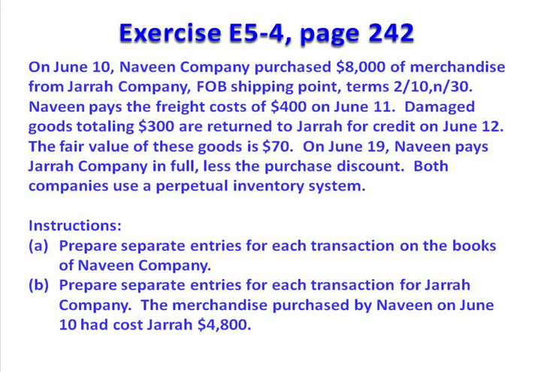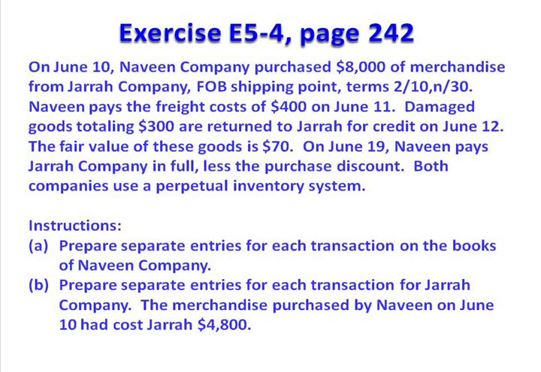The next sentence. N pays the freight. Surprise, surprise. To no one. You knew that. We established that. That's expected. N pays the freight of $400 on June 11th. Damaged goods totaling $300 are returned to J for credit on June 12th. The fair value of these goods is $70. On June 19th, N pays J in full less the discount.